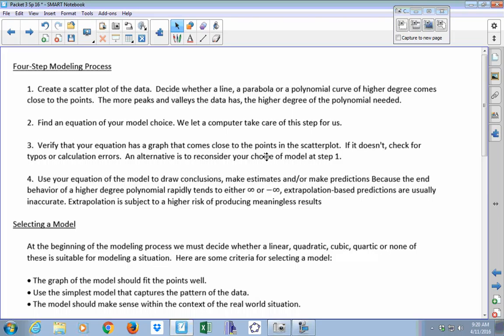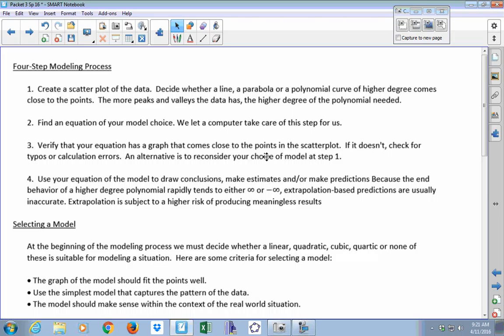Okay, so this is where you use the idea that we just looked at about the number of turning points. How many peaks and valleys does it have? Those are your relative maxes and mins, to determine what degree you would use. Then you would find an equation for your model, whatever model you choose. We're going to let the calculator and computer do that for us, whether it's GeoGebra or a calculator. So you're not going to have to figure that out.